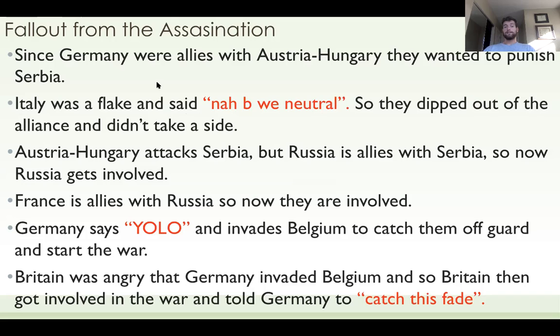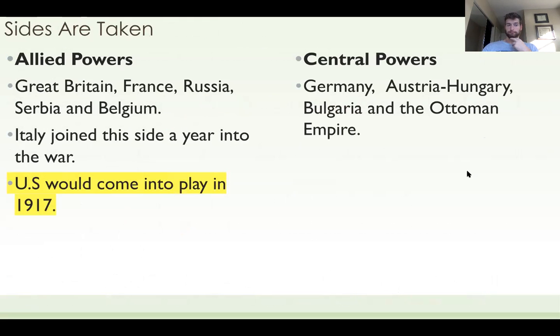So yeah, pretty much the whole point of this is to show you how, if someone has someone else's back, and that line of people who have your back is really long, it shows how a lot of countries got involved here in World War I. And so here is how the sides ultimately get taken. The Allied powers include Great Britain, France, Russia, Serbia, and Belgium. Italy joins a year into the war because they felt like they were the only other real big country that wasn't doing anything. So they felt like, we got to take a side, otherwise we're going to get dragged into this thing one way or the other.